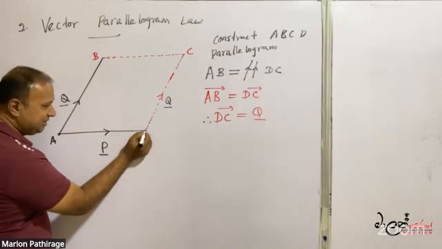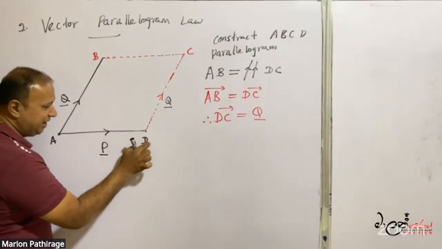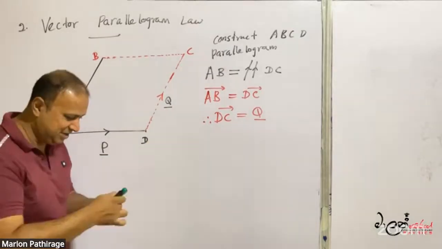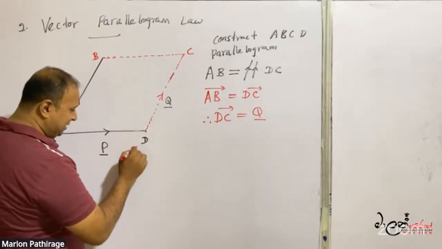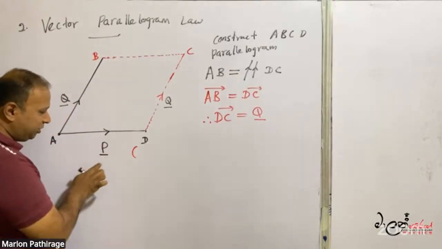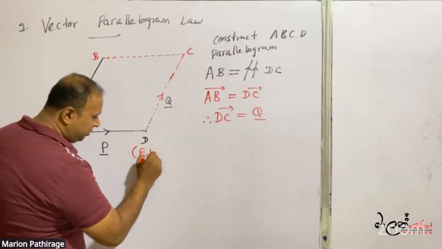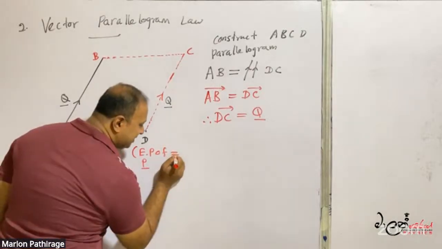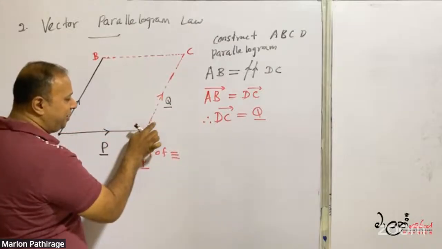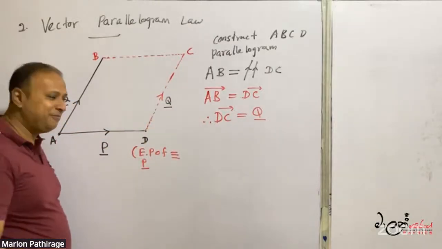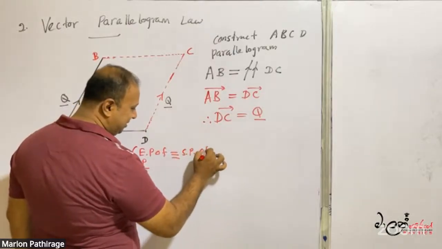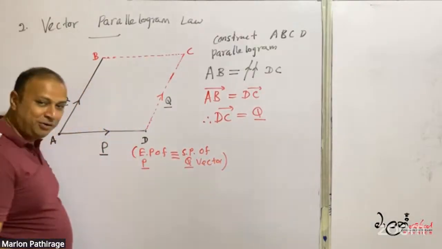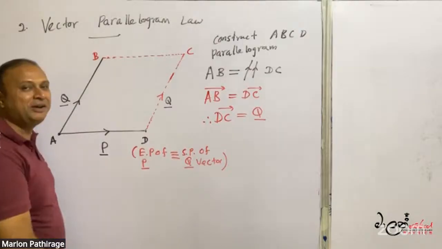Look at this one. AD, this is the endpoint of P vector and the starting point of the Q vector. So point D is the endpoint of P vector, as well as equal to the starting point of Q vector. Therefore, now they overlap.